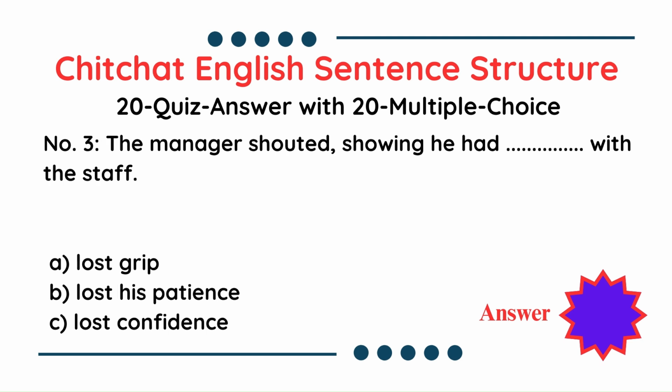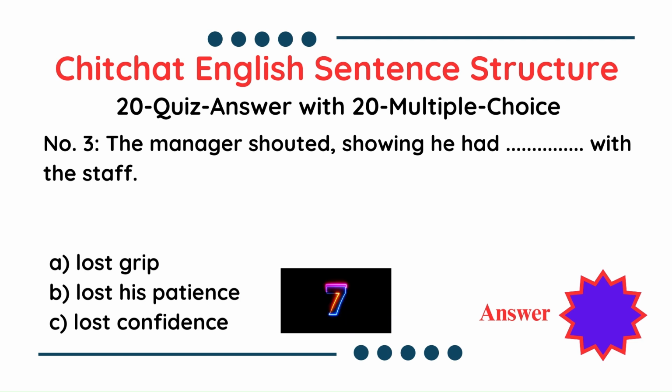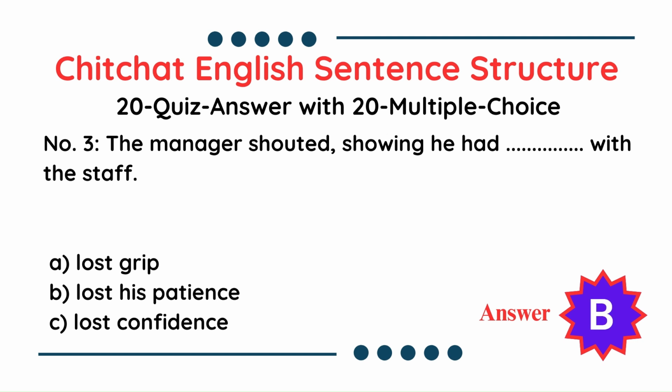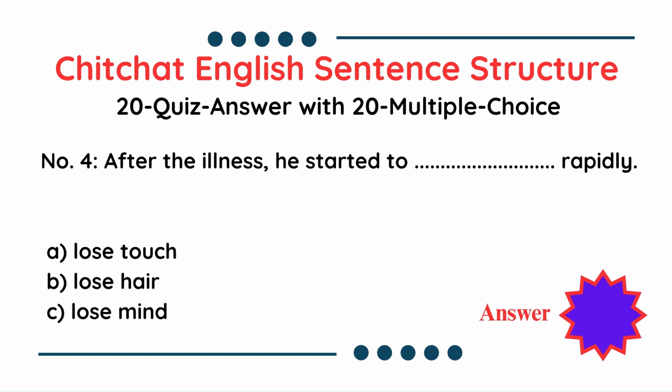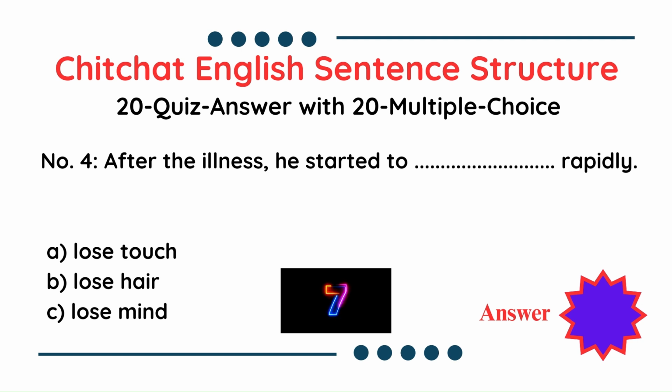Number 3. The manager shouted, showing he had, with the staff, A. Lost grip. B. Lost his patience. C. Lost confidence. Letter B. Number 4. After the illness, he started to rapidly. A. Lose touch. B. Lose hair. C. Lose mind. Letter B.